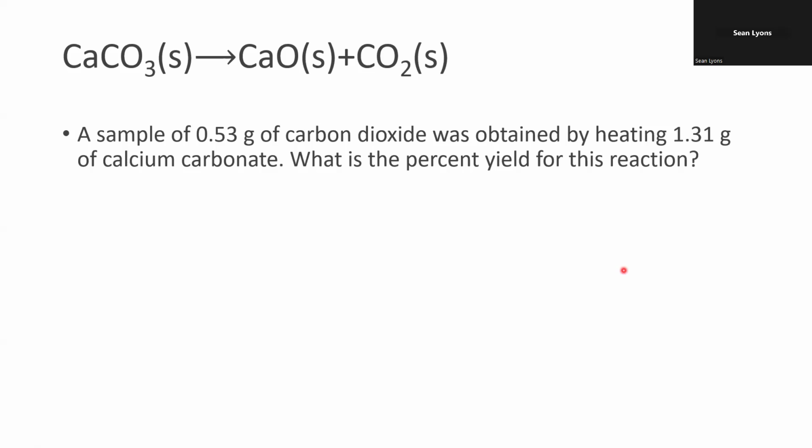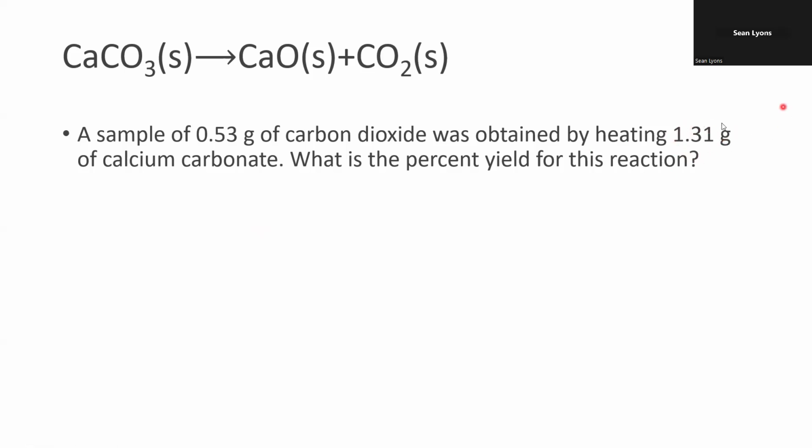All right, and then with the next one, we've got a stoichiometry example. So remember, with these, we always want to make sure we've got our balanced chemical equation. And in this case, it is balanced right away with coefficients of 1 because we've got 1 calcium, 1 carbon, 3 oxygens on each side. So we're told we've got 0.53 grams of carbon dioxide obtained from heating 1.31 grams of calcium carbonate. We want to determine what the percent yield is.